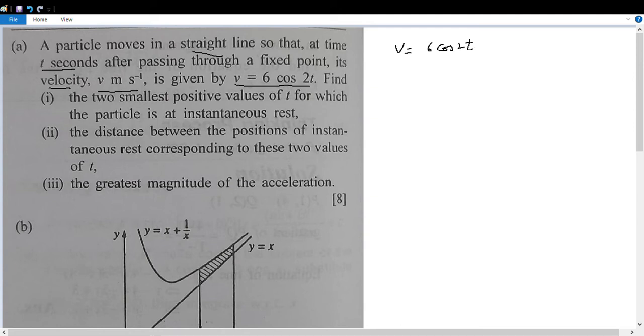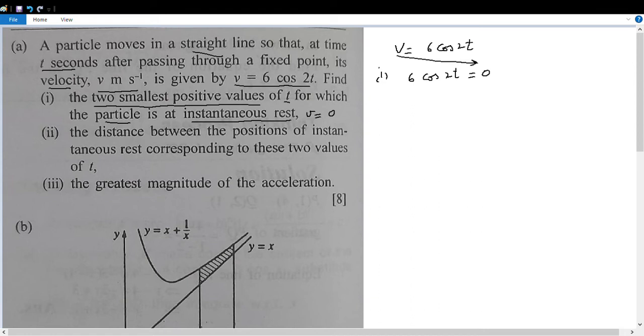The first part is to find the two smallest positive values of t for which the particle is instantaneously at rest. Instantaneously at rest means v is equal to 0. So we will make this expression equal to 0, because we have substituted v equals 0.